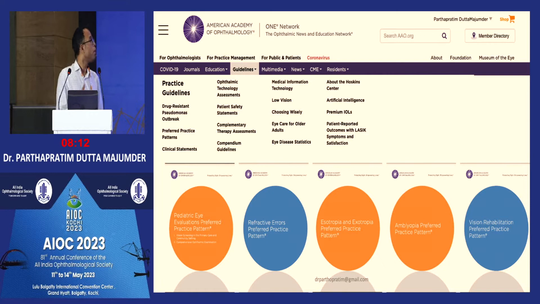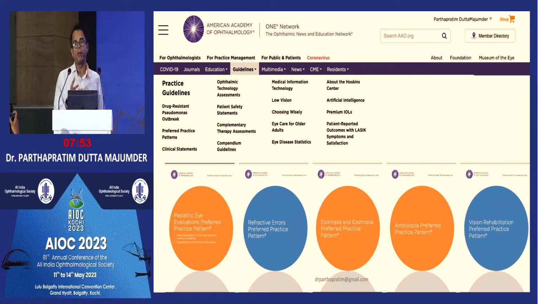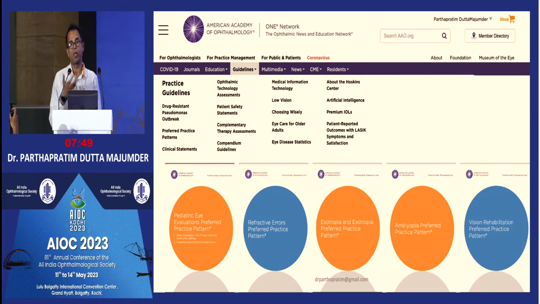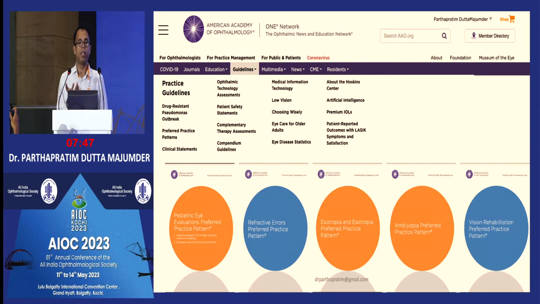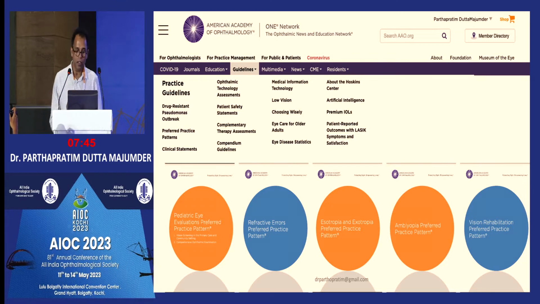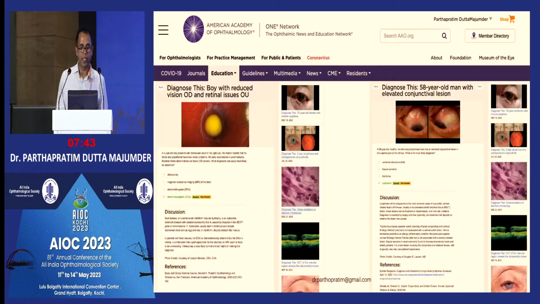The next important thing is the guidelines. If you go there, you will find a lot of options, most importantly the Preferred Practice Patterns. Several monographs and PDF files are available in that segment, and you can go through them. There are also some non-preferred practice pattern documents, like current trends in biosimilars in ophthalmology. These kinds of monographs are available in that section.